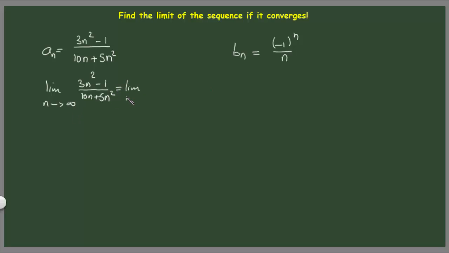The limit as n tends to infinity. The largest factor of n here is n to the power 2 times 3 minus 1 over n to the power 2, the whole thing over n to the power 2 times 10 over n plus 5.